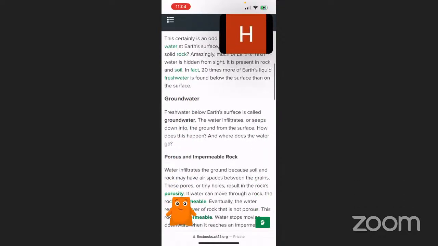Yes, good. Okay, Mehdi, can you read groundwater? Yes, Mehdi. Mehdi, can you hear me? Come on, guys, the break is over. Can you please read, Mehdi? Aya, grade 7. Okay, groundwater. Fresh water below Earth's surface is called groundwater. The water infiltrates or seeps down into the ground from the surface. How does this happen and where does the water go?